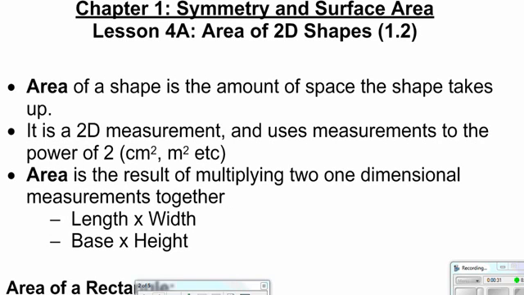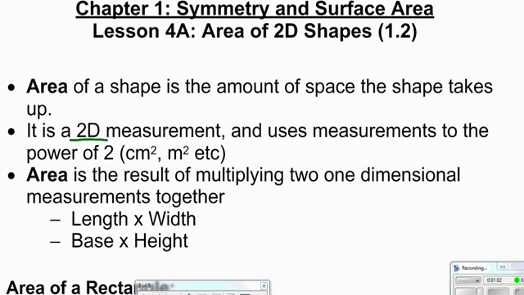So just a reminder of what area is. Area is the amount of space that a shape takes up. When we are talking about area, we are talking about two-dimensional measurements. So we are not talking about the 3D measurement. We might be using a 3D object, but we are looking at the flat sides of that object. All of those flat sides together will make the surface area.